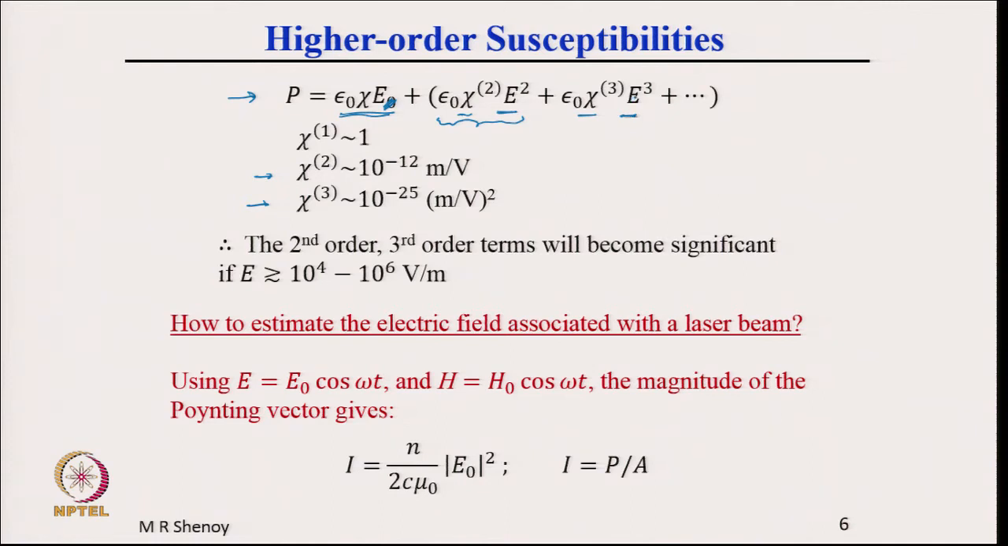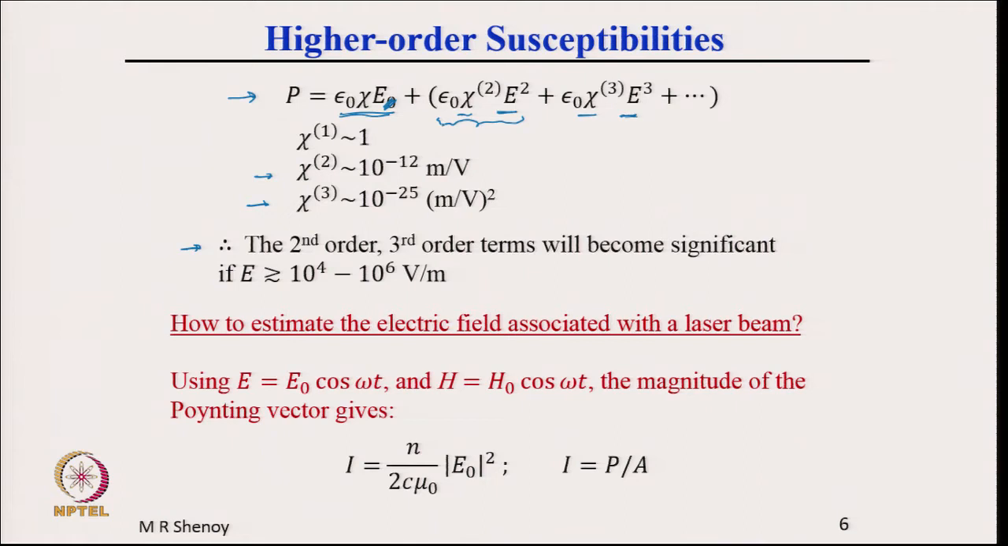Similarly, if E becomes very large, E cube could be a large number, although chi 3 is a small number, and therefore, the second order, third order terms will become significant if E is greater than or of the order of 10 to the power of 4 to 10 to the power of 6 volts per meter.